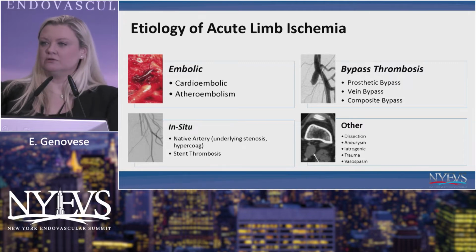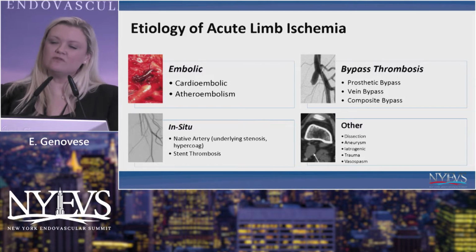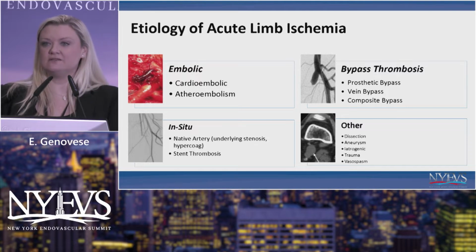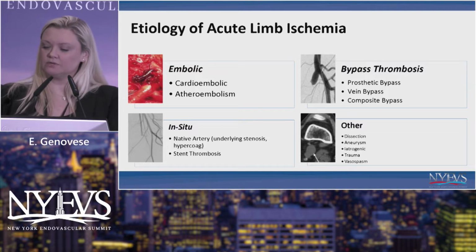When I think about acute limb ischemia, I try to group it into four categories. One's going to be your embolic, that's your well-organized thrombus. You're going to have bypass thrombosis, in a variety of different types of bypasses, but when your bypass occludes, that's going to give you acute limb ischemia. And then you have your more in situ disease, so your thrombosed stents or your thrombosed native disease. And then there's this other miscellaneous bucket: acute limb ischemia secondary to a dissection, a thrombosed aneurysm, some iatrogenic injuries, trauma injuries, and then very rarely secondary to vasospasm.